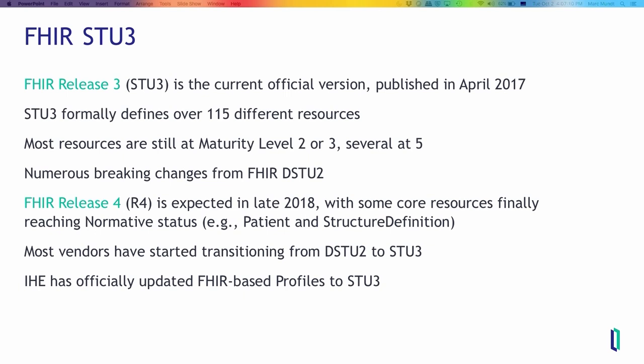And still, most of the resources are at maturity level two or three on the scale of 1 to 5. But several resources have reached stage 5. Compared to the previous release, which is DSTU2, there are numerous breaking changes. For example, a resource was renamed. There was a conformance resource that was renamed to the capability statement resource.